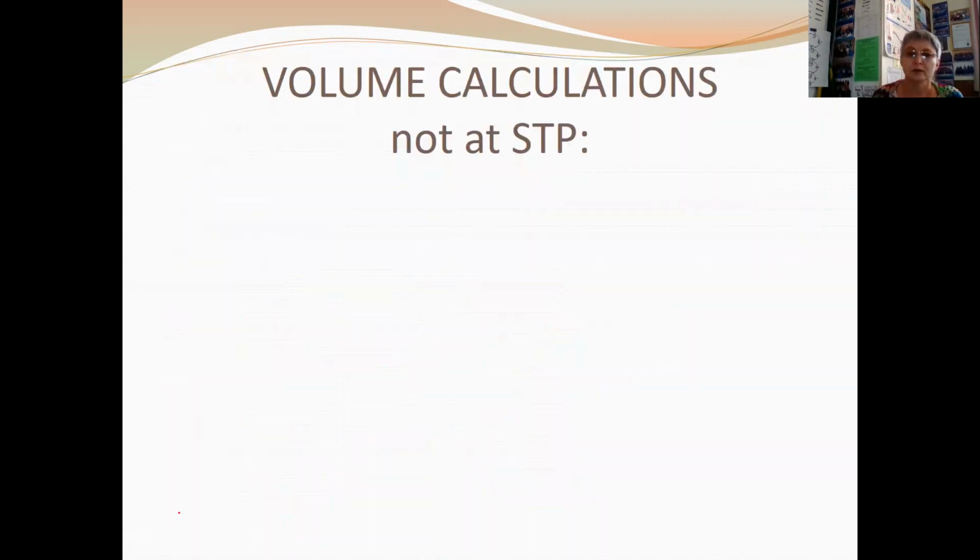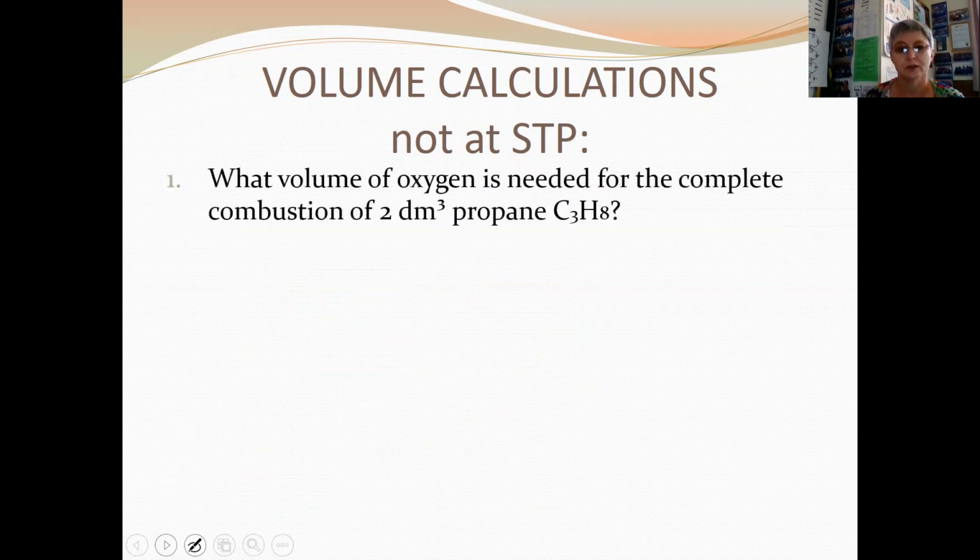If the volume calculations are not at STP, then we can't use 22.4. Then we have to use the mole ratio. So let's use the mole ratio. What volume of oxygen is needed for the complete combustion of 2 cubic decimeters propane?